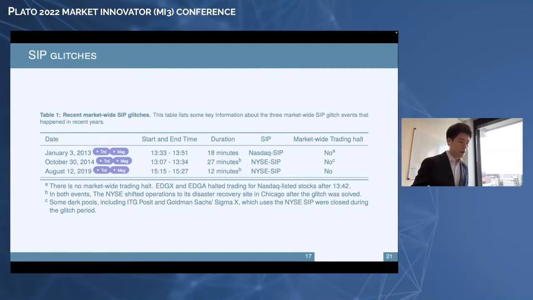So the trading still happens, but the SIP data feeds you get are either unavailable or corrupted. So I think this is a perfect setting where we can look at the impact of the SIP feeds on market functionality.